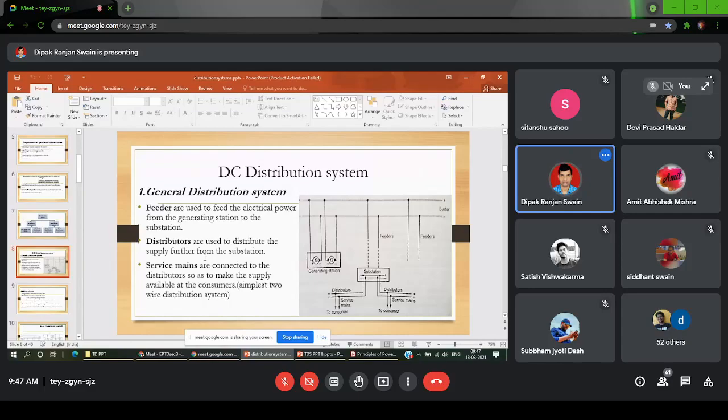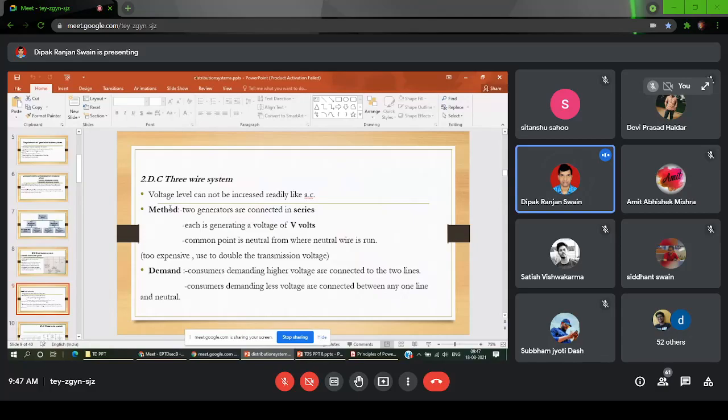The capacitive and inductive effects are not felt, or not there. So depending on the demand of the load, you can generate the power easily without thinking about the capacitance and inductive effect. Now there are a few different types of distribution system in DC. One is the DC three-wire system.